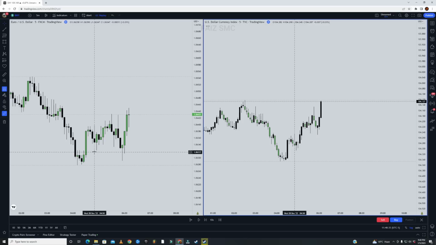So over here, what do you see? We have this low, right? And on DXY, we have a low here as well. Now see what happens here.